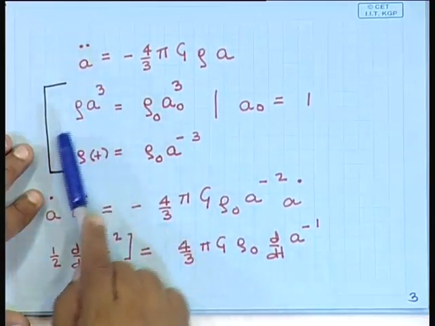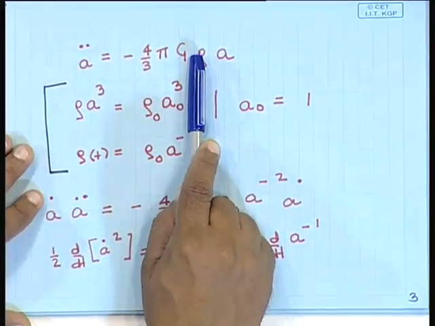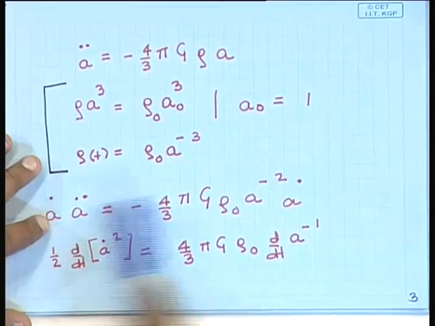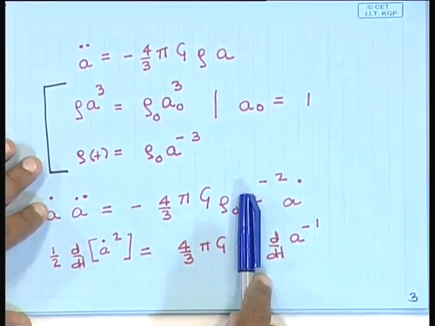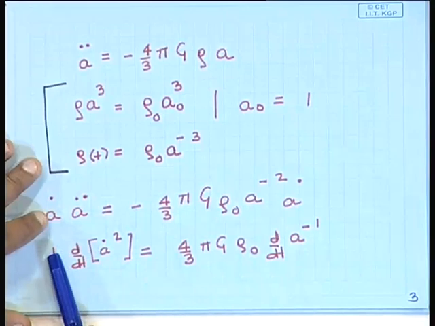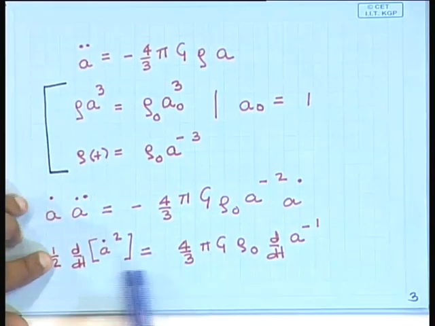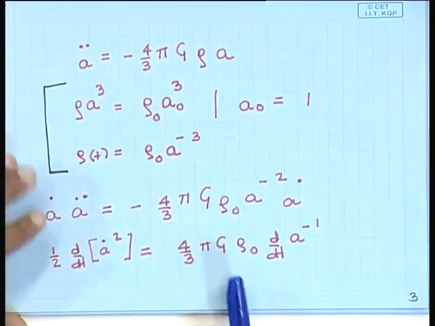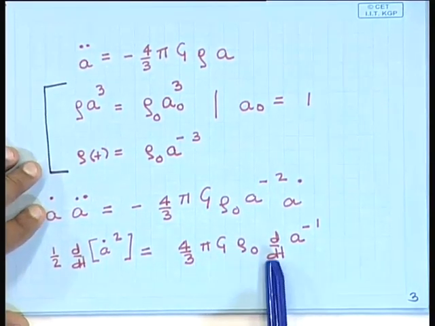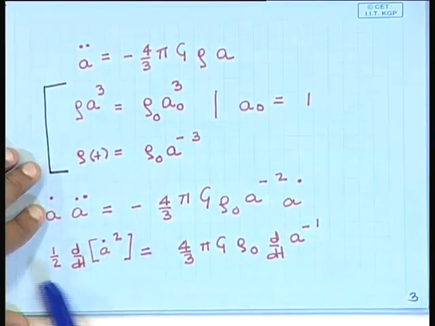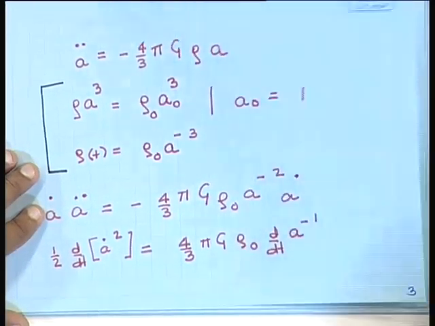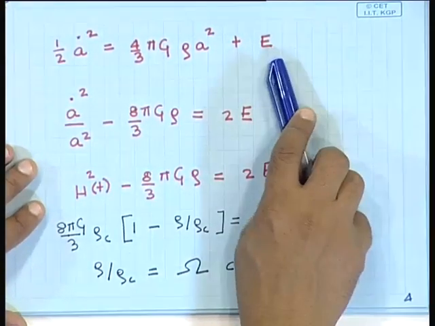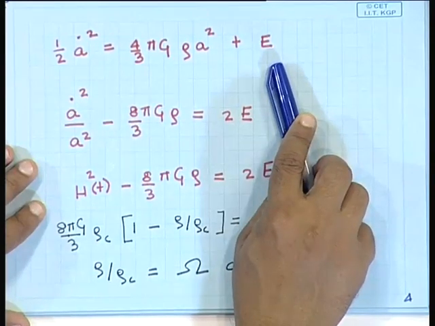Using these two, we could eliminate the density from this differential equation. What we did was multiply it by a dot on both sides, and doing that we could convert this equation to this form: half the time derivative of a dot square is equal to 4/3 pi G rho naught times the time derivative of 1 by a, and this could be integrated. Once you integrate this equation, we had a constant of motion E, the first constant of motion E.